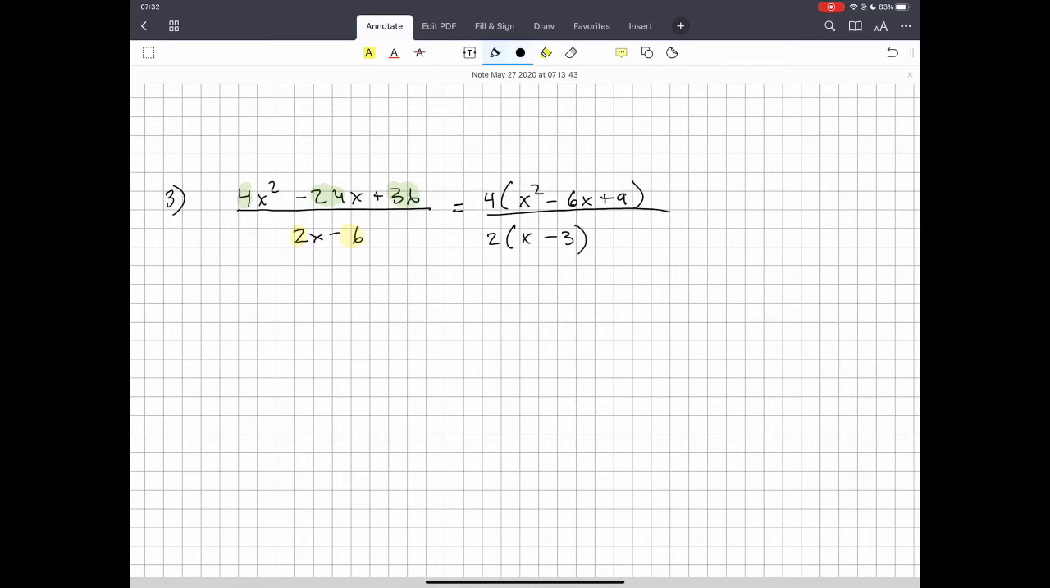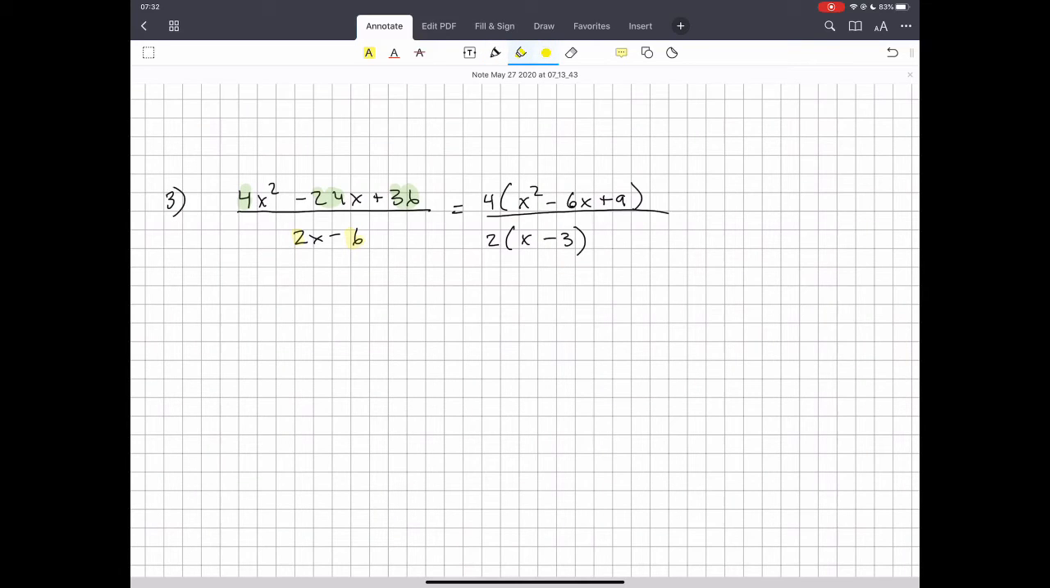So as we're doing these problems, we really always want to look first for things like greatest common factors before we just dive in. Now I see that the 4 and the 2, they can be divided. So that's going to leave me with 2 times x squared minus 6x plus 9 over x minus 3.